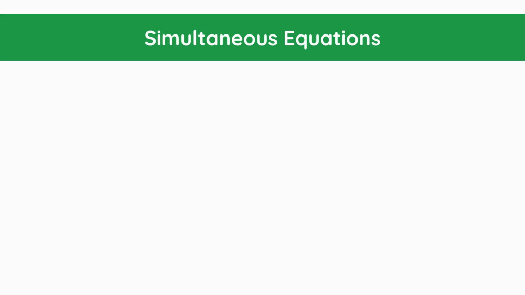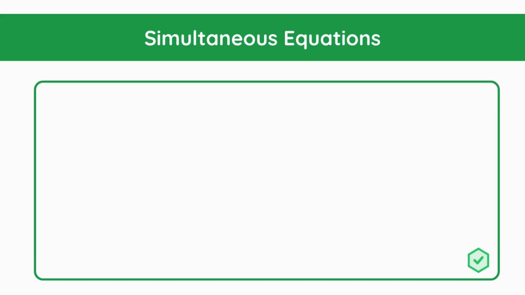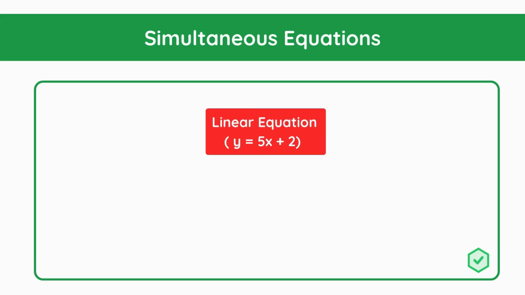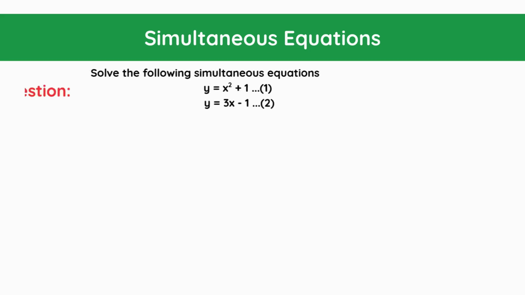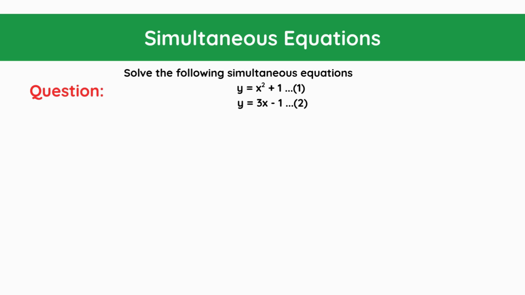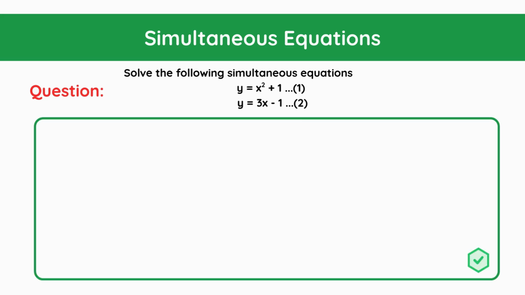Now let's move on to the more important type of question, where one equation is linear and the other is quadratic. We are given y equals x squared plus 1, y equals 3x minus 1. Both equations are equal to y. So we can set the right hand sides equal to each other. That gives x squared plus 1 equals 3x minus 1.